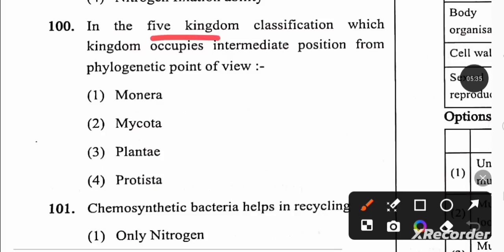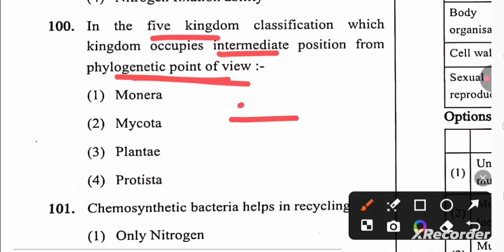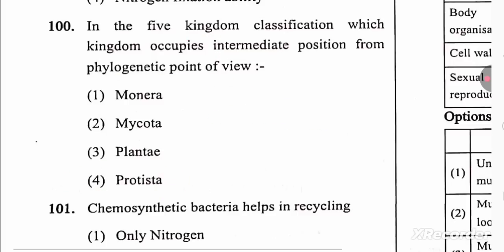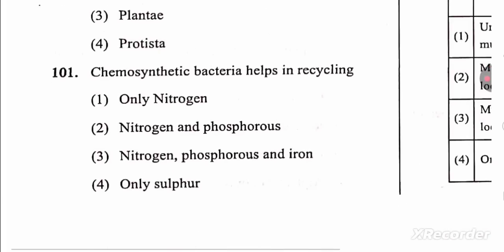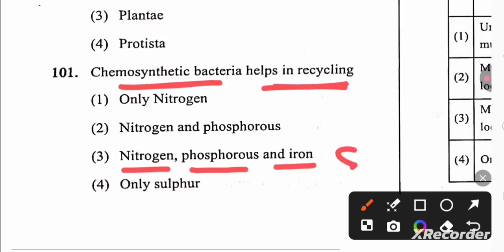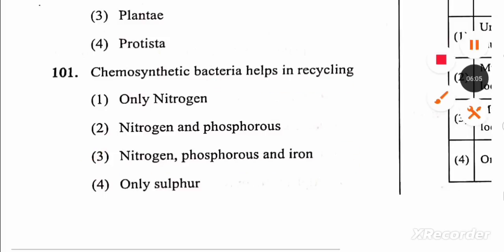In the 5 kingdom classification, which kingdom occupies intermediate position from phylogenetic point of view? The one kingdom which can find link with other kingdoms is kingdom Protista. So kingdom Protista is the right answer for this question. In the next question, chemosynthetic bacteria help in recycling of nitrogen, phosphorus, iron, sulfur. So option 3 is the right answer for this question.